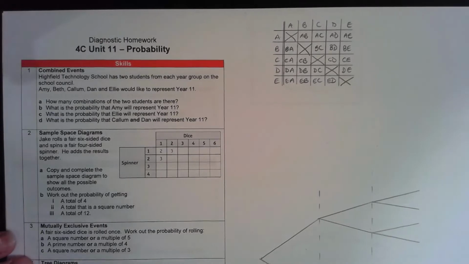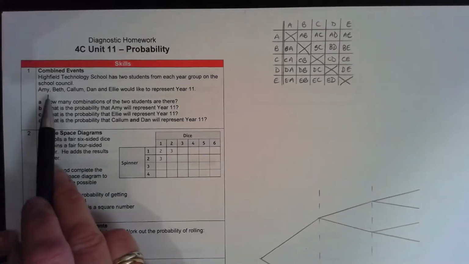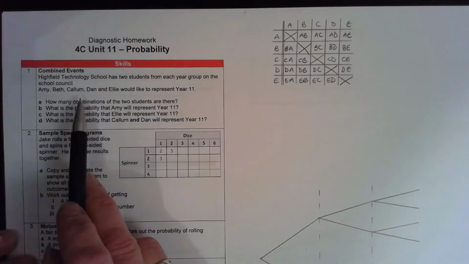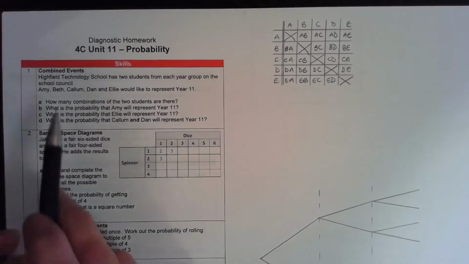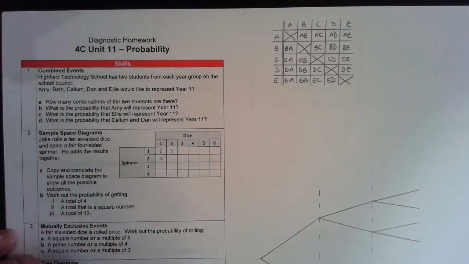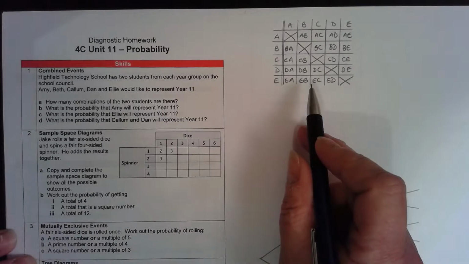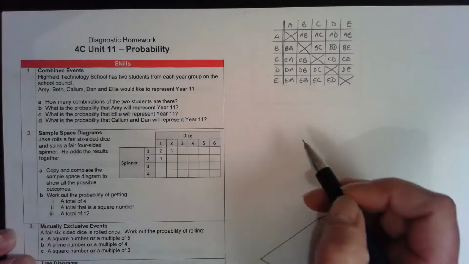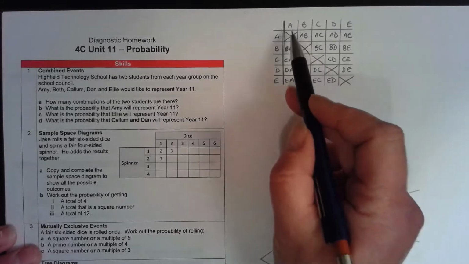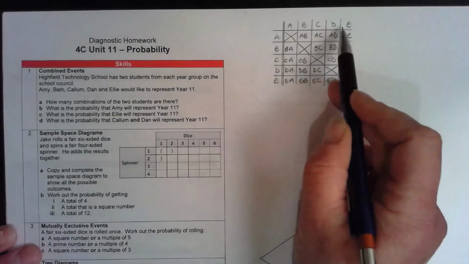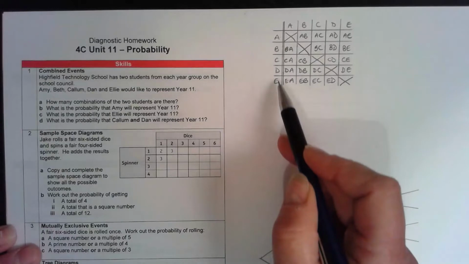So, question 1. We have got 5 students, and we need 2 from these 5 students to represent Year 11. Now we could answer part A using the product rule for counting idea, but I've drawn a sample space diagram here because I think it will help me with parts B, C and D. So we can see here students A, B, C, D, E and the second student A, B, C, D, E.